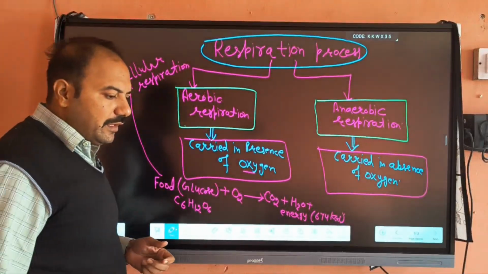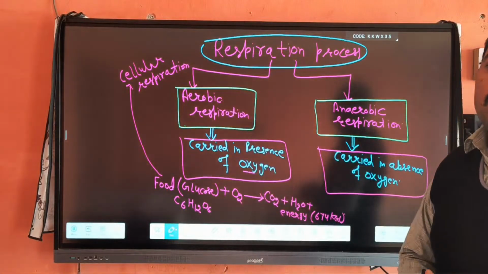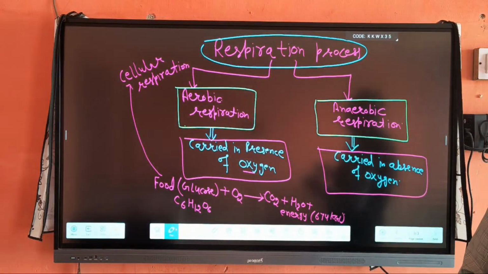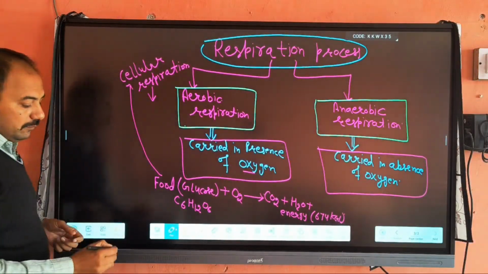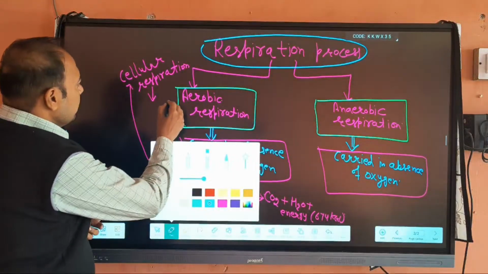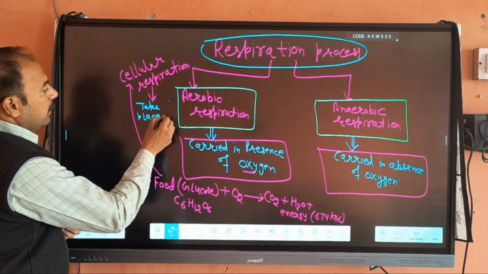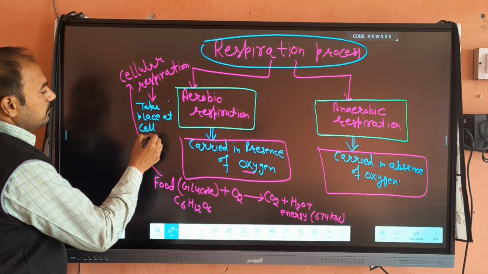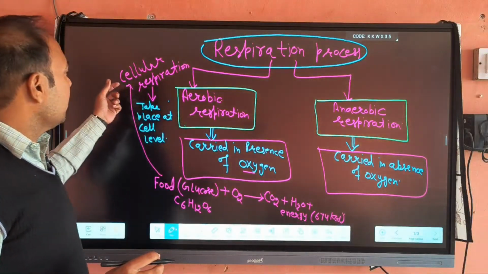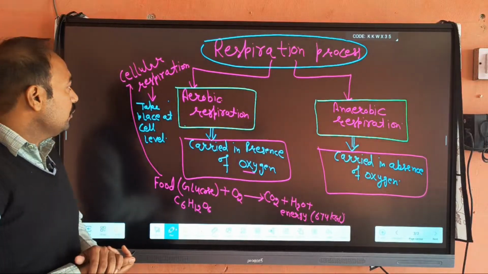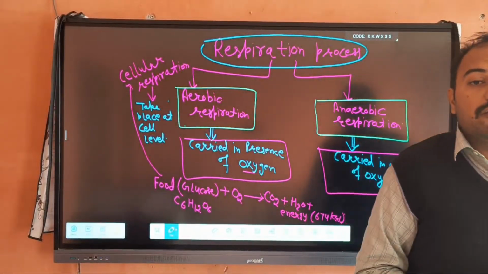So here the question arises, why is this respiration process known as cellular respiration? Because this respiration process takes place at the cell level. So every cell gets energy from this cellular respiration. That is why this is known as cellular respiration.